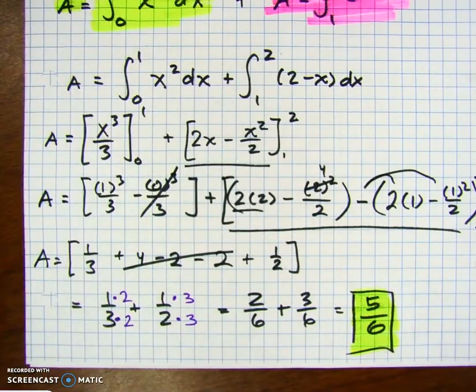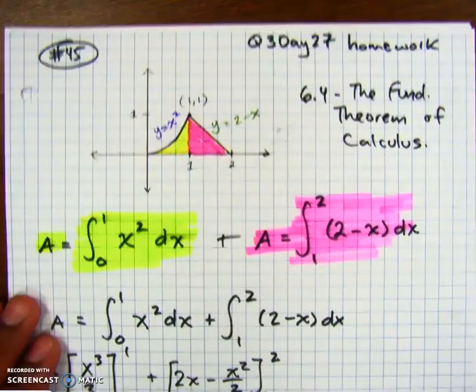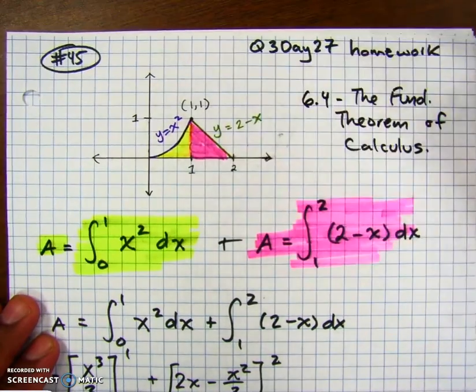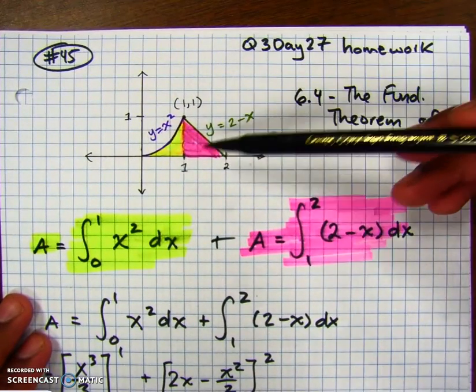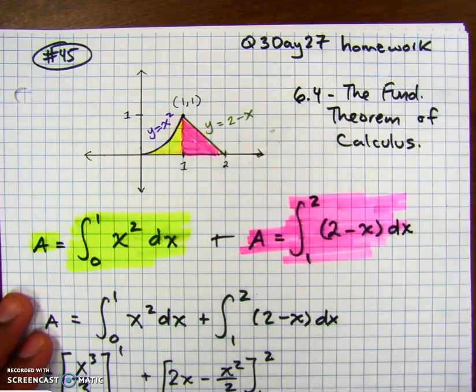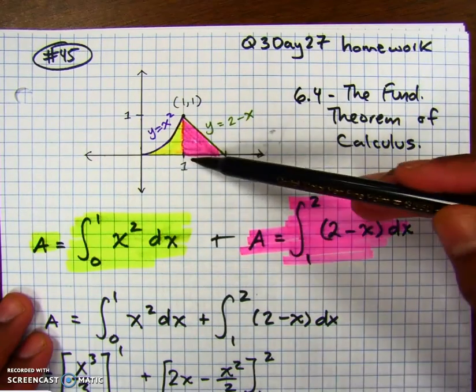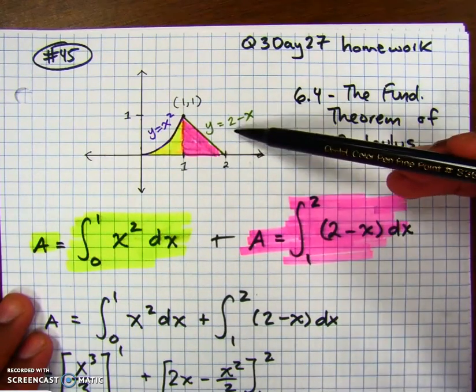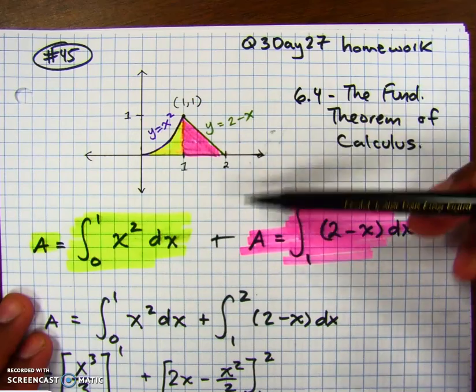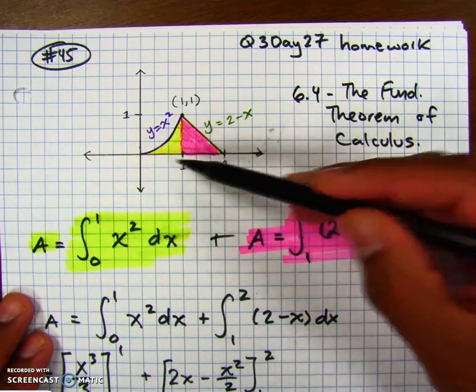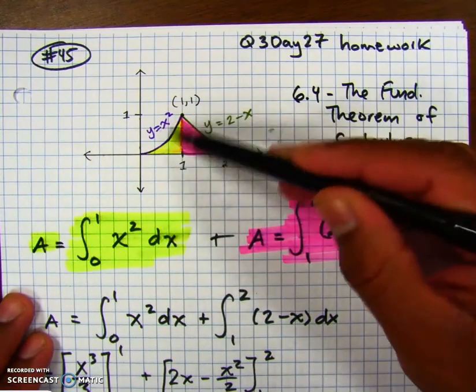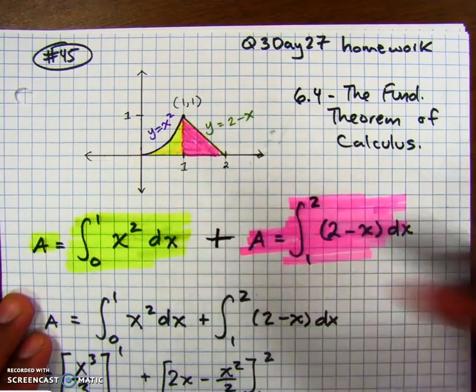And the key was to break your area into 2 parts. So integrating from 0 to 1, you would have to use the function x squared, and then integrating from 1 to 2, you would have to use the function 2 minus x, and to get the area for the entire thing, you are going to add them together.